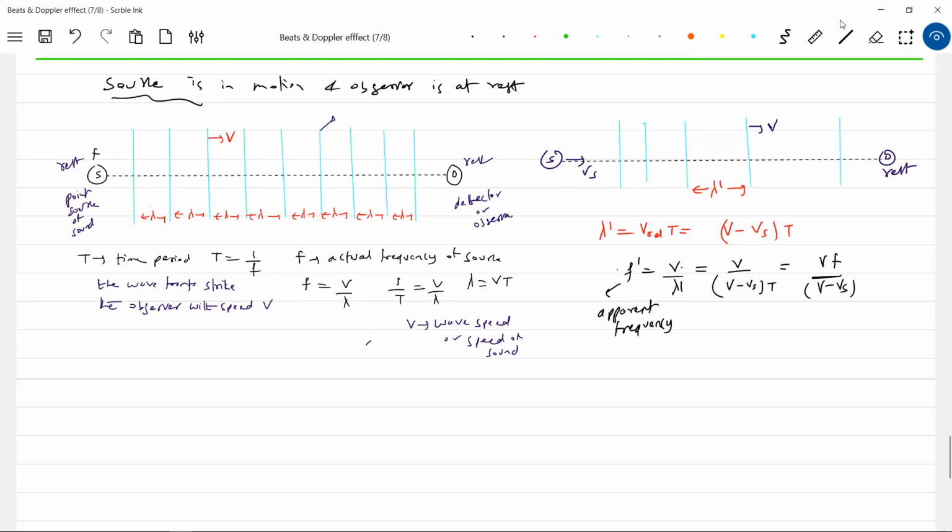Okay, got this one. So if the source moves towards the observer, and the observer is at rest, the source moving will generate a signal of frequency f, but it will be received at frequency f dash. So this is the apparent frequency. F is the actual frequency. Already I wrote it. Now the source, let him move away.